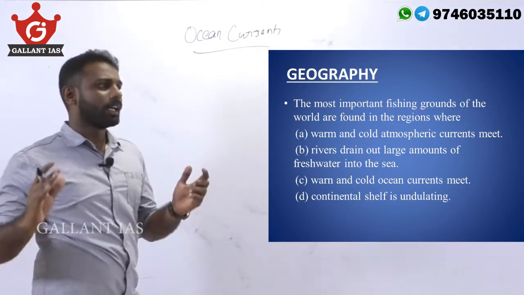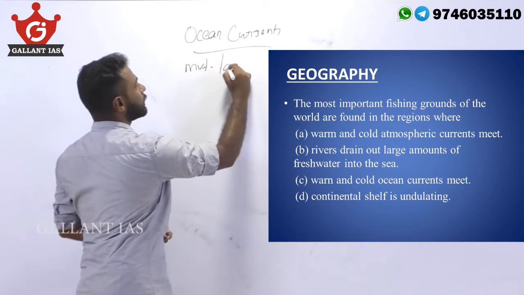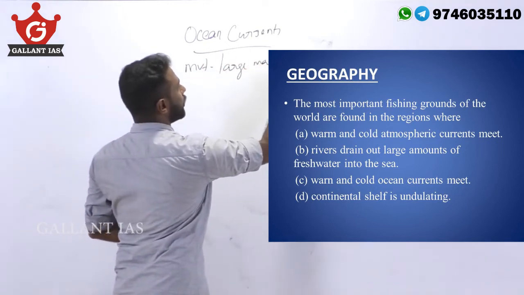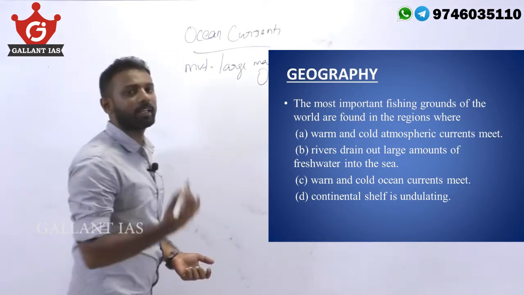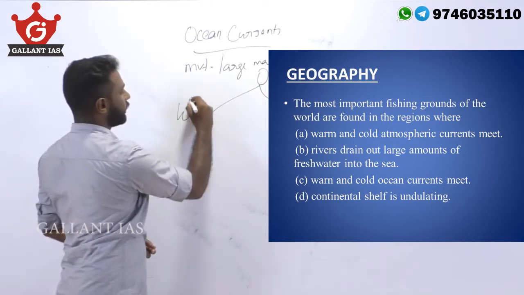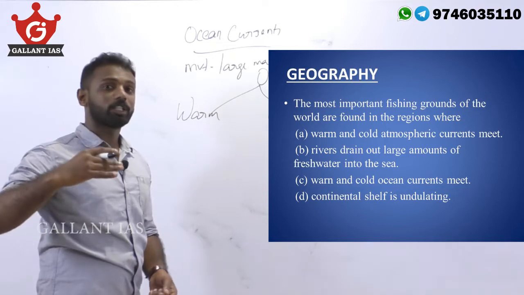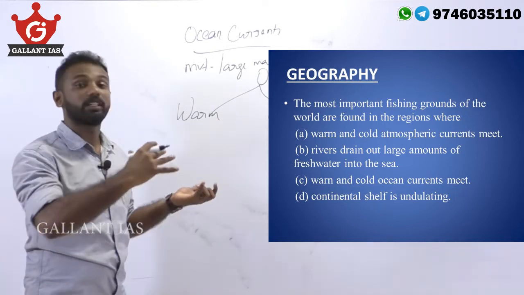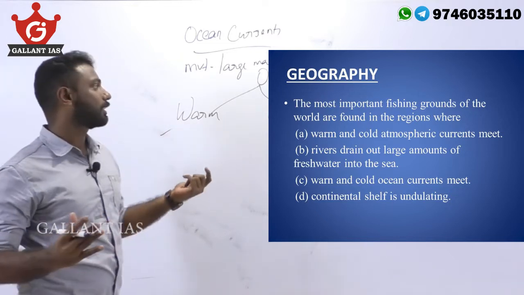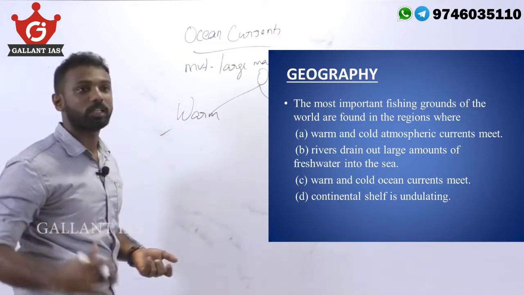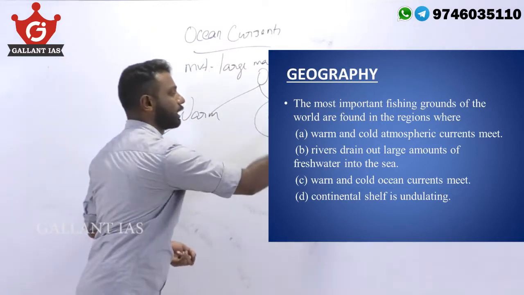It is nothing but movement of large mass of water in the ocean. And it can be classified into warm ocean current and cold ocean current. For example, when a large mass of water moves from the equator to the polar region, it's called a warm ocean current. And on the other side, when a large mass of water moves from the polar region towards the equator, it can be called a cold ocean current.